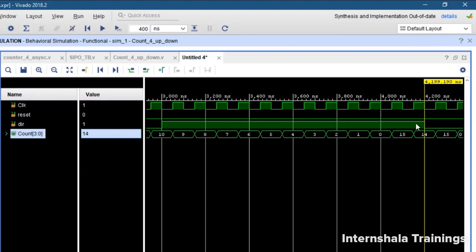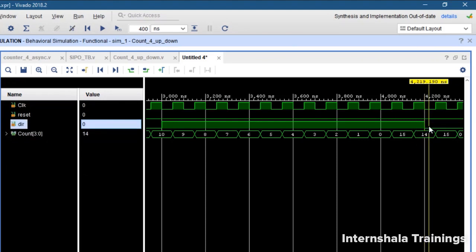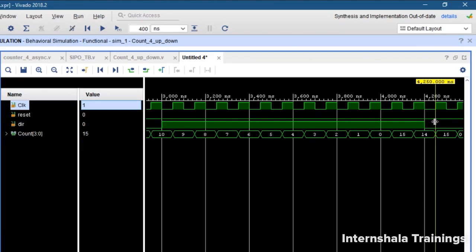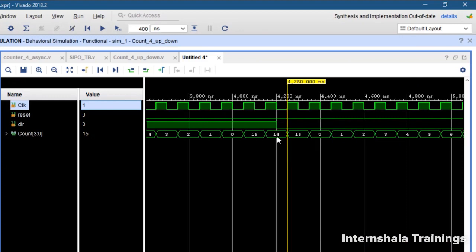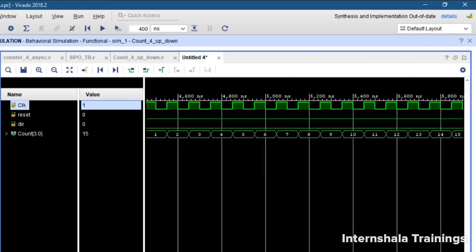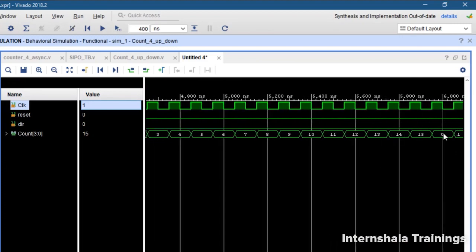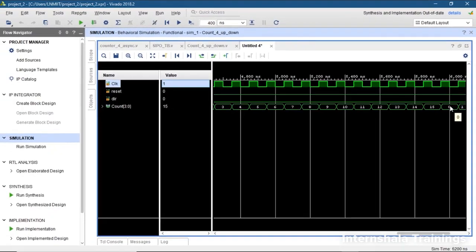Now we have again changed the direction to 0. That means at the next positive edge we will start counting up. So 14 becomes 15, then 0, 1, 2, 3, and we will keep counting up and we will continue. So this counter is working in both the directions.